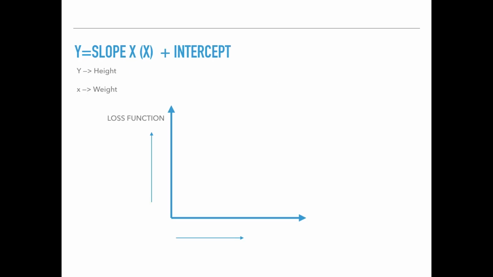The red line can be written in the form of the equation y is equal to mx plus b, where in our case, y would take the value of height, x will be the weight, and slope and intercept become parameters that help to predict our value. Now, if we plot the loss function with respect to the intercept and then with respect to the slope, we get a graph that looks something like this.